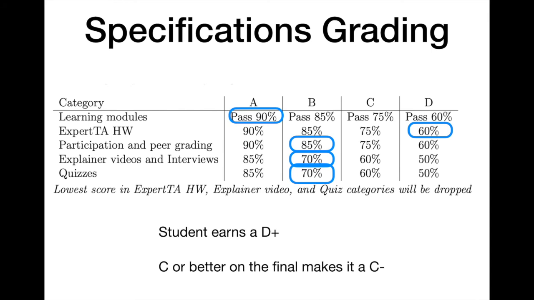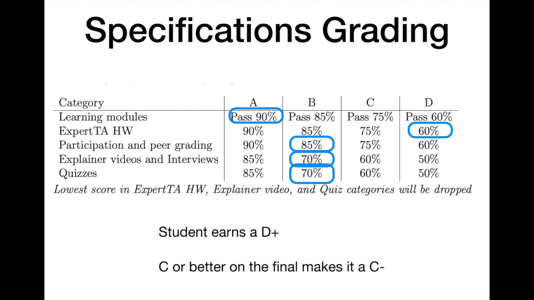The one thing that you have to keep in mind with specifications grading is that you can't really just skip out on a particular category. So here's a student who does pretty well in all the categories, but chooses not to or forgets to do a lot of the expert TA homework, right? Or maybe this is somebody who never does things on time, never leaves enough time to get help when needed. So they have a D in that category. So despite all their other good work, the D in the category means that they're going into the final exam with a D+ in the class.